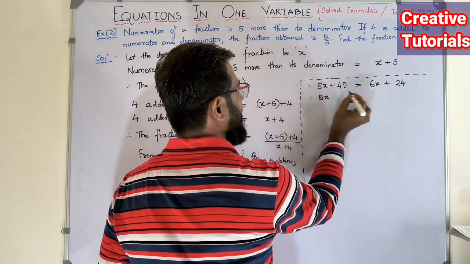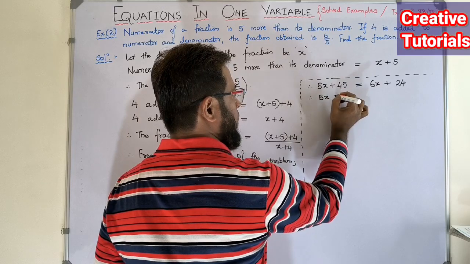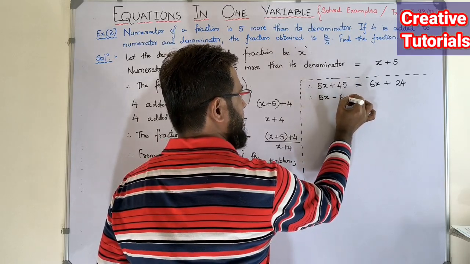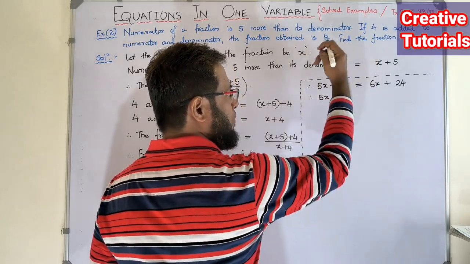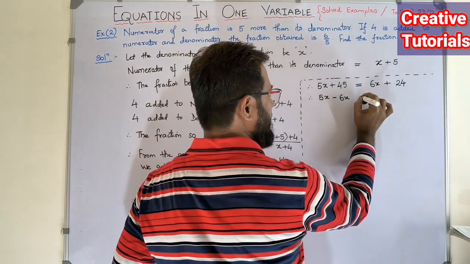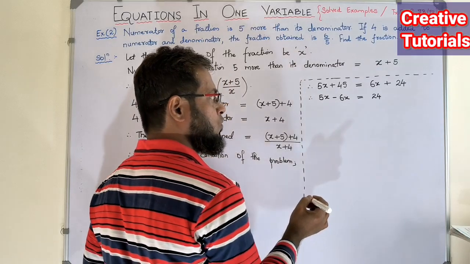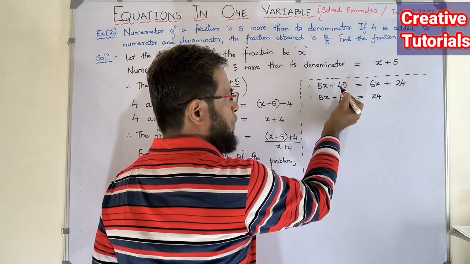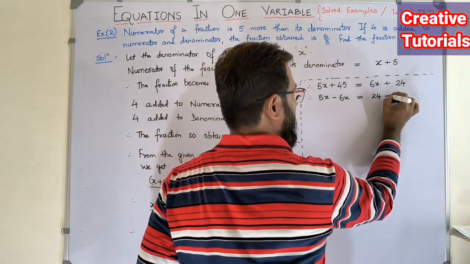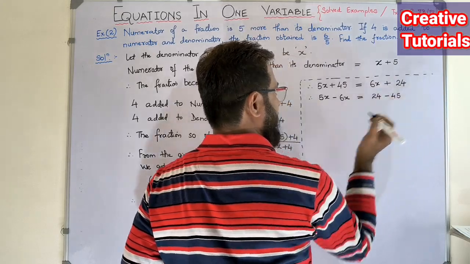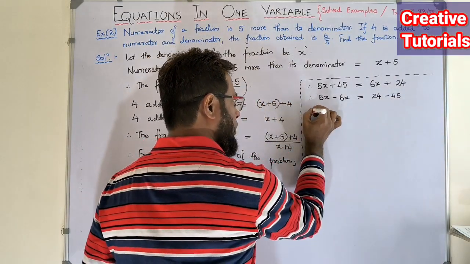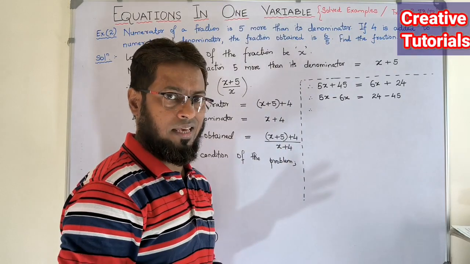Therefore 5x, this 6x is coming on this side, so it becomes minus 6x because it is plus. When it came on this side, it became minus. This is equal to 24, which is already on this side, so it will remain unchanged. This 45 is going on that side, it becomes minus 45. Okay, so therefore now 5x minus 6x.